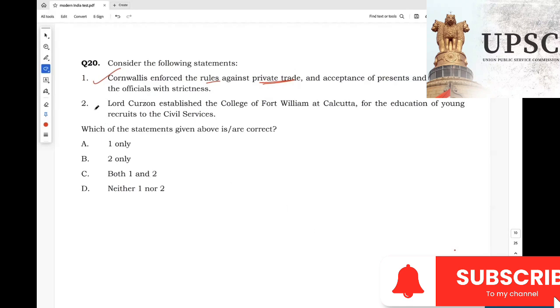Next one. Lord Curzon established the College of Fort William. Curzon came in 1905. Fort William College was established in the first decade of the 1800s, between 1801 or after 1801. There's a difference of 100 years. So that's why the statement is wrong. Secondly, it was by Wellesley. So this statement is incorrect. All right. Moving to the next one.